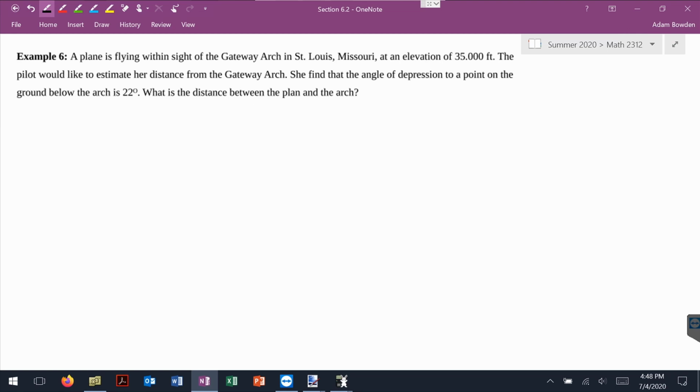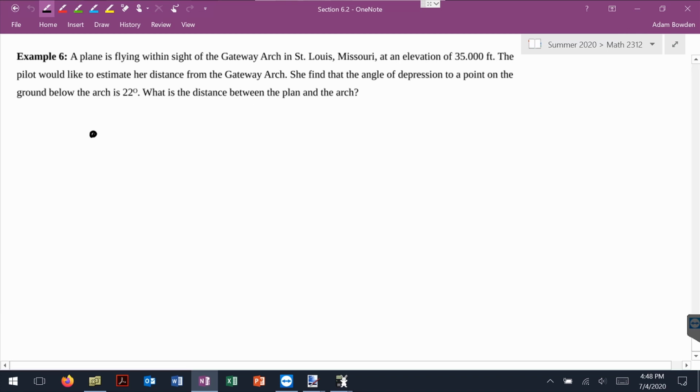For example 6, we have another scenario. It says a plane is flying within sight of the Gateway Arch in St. Louis, Missouri at an elevation of 35,000 feet. The pilot would like to estimate her distance from the Gateway Arch. She finds the angle of depression to a point on the ground below the arch is 22 degrees. What is the distance between the plane and the arch?